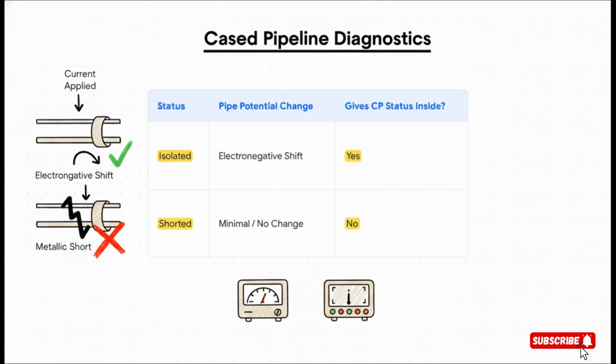But now, look at the row for a metallic short. The potential may not change. And here's the critical part. The reading does not give CP status of pipe inside casing. This is so important. The short is effectively blindfolding you. It's hiding the fact that the pipe inside is completely unprotected.